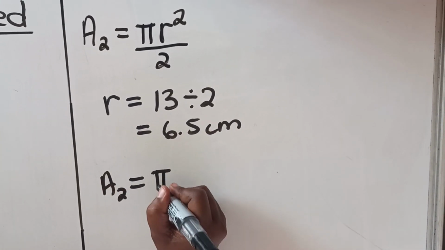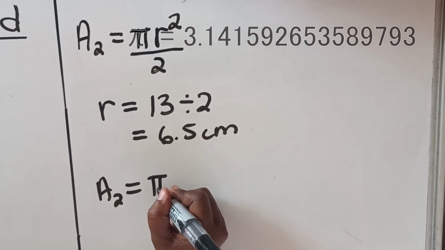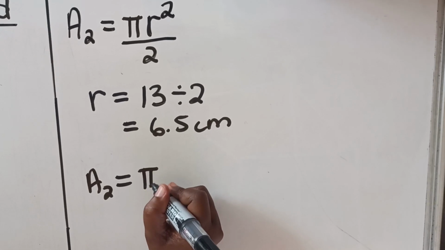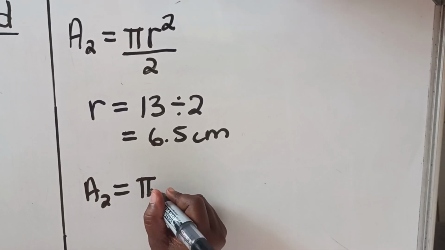Pi is a number from a calculator. You don't have to worry about it. In the question paper, if they want you to use a particular number, 3.14 or 3.1 something, they will tell you. If they don't tell you, you'll punch it in your calculator. I'll show you how you punch it.